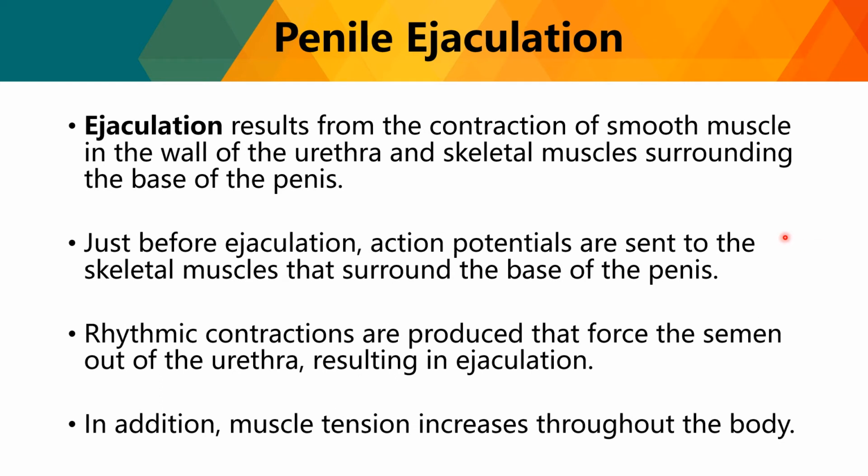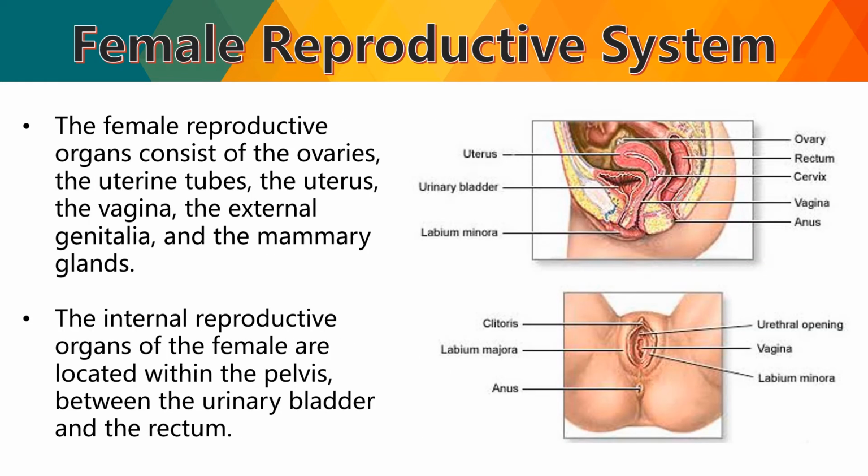Ejaculation results from the contraction of smooth muscles in the wall of the urethra and skeletal muscles surrounding the base of the penis. Just before ejaculation, action potentials are sent to the skeletal muscles that surround the base of the penis. Then rhythmic contractions are produced that force the semen out of the urethra, resulting in ejaculation. In addition, muscle tension increases throughout the body.